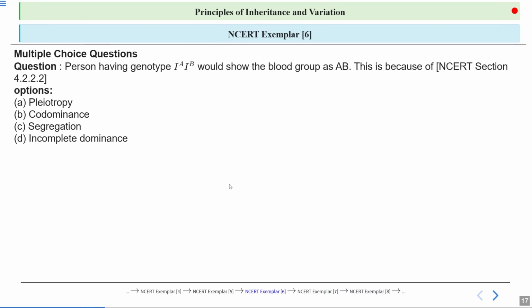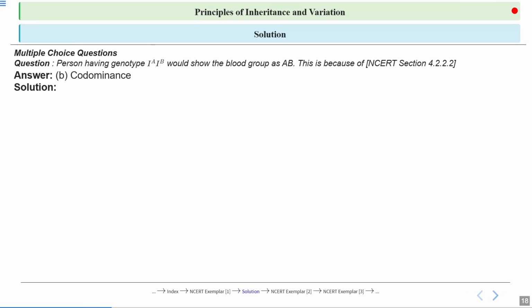The next question, a person having a genotype IA and IB would show the blood group as AB because of codominance. Okay, so what are the options here? Pleiotropy, codominance, segregation, and incomplete dominance. So let's discuss the answer here. Okay, answer is option number B, codominance.